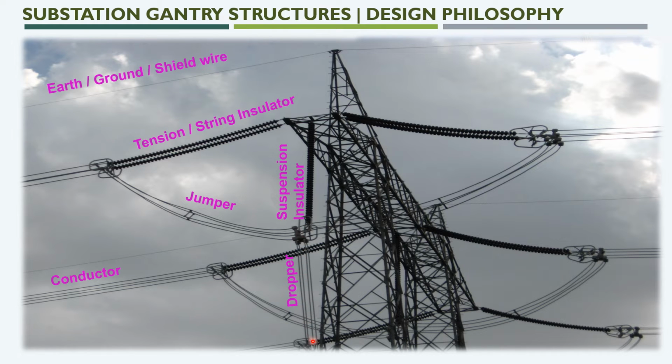This is a dropper which is connecting to the nearest equipment, and this is a girder which is holding the three-phase conductor and its hardware. This is a 765 kV tower which is connected with a quad, that is 4 conductors, and twin string insulators, and 1 set of suspension insulators. The number of insulators required depends upon the conductor type and its connector.